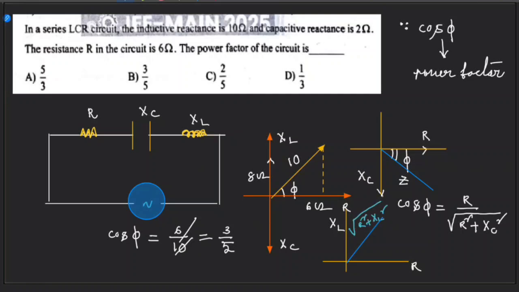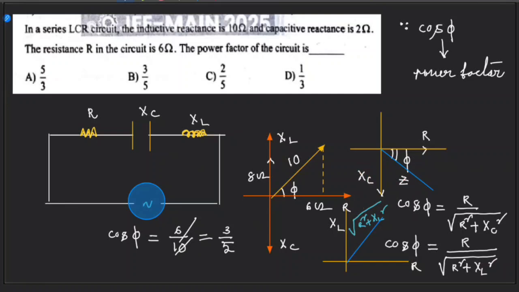Therefore from here you could say cos phi is equal to R by Z only. What is R by Z here? R divided by the square root of R square plus XL square, that is what you have to keep in your mind. So this power factor is nothing but cos phi. So for all different circuits we can find this power factor in different ways.